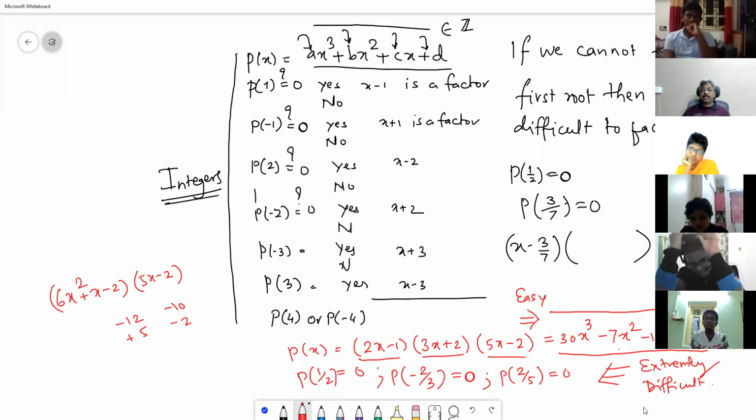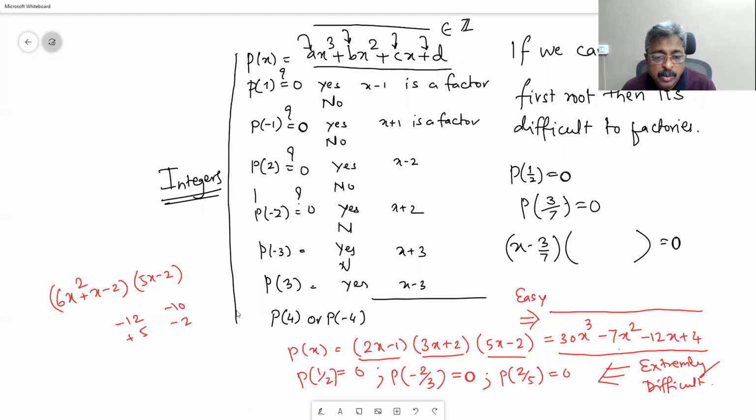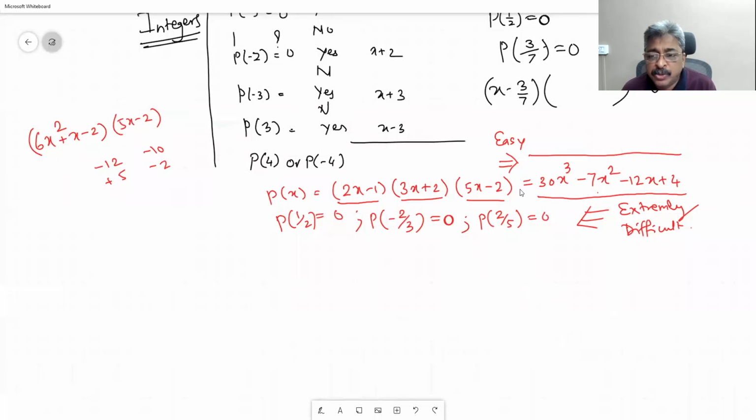That kind of confident statement which we will be able to make by learning a theorem whose name is possible rational root theorem, PRRT. Okay, so that is the theorem that we are going to do now. Do you understand what I am trying to teach you right now?